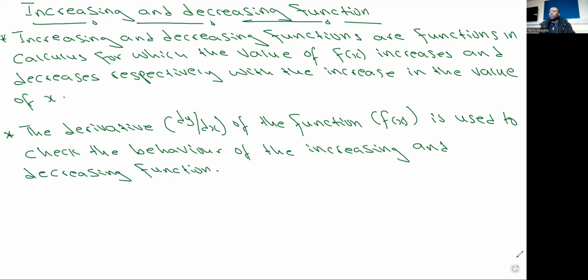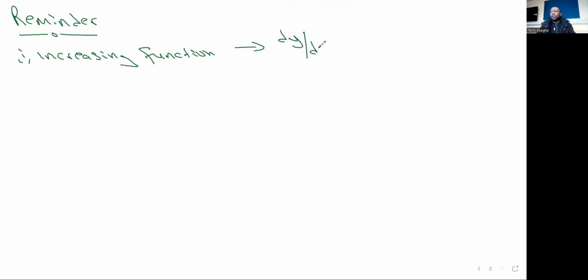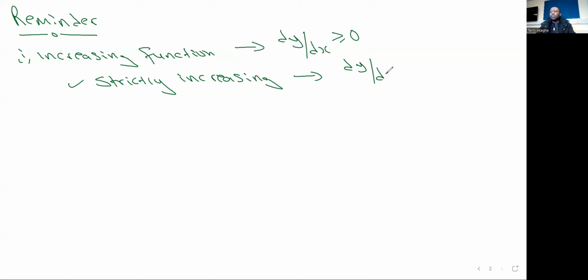Okay, so a reminder, let's just talk about what I spoke about in the previous video. I told you that when we say an increasing function, it means that dy over dx is greater than or equal to 0. But I also told you that when we say strictly increasing, we mean that dy over dx is greater than 0, okay?